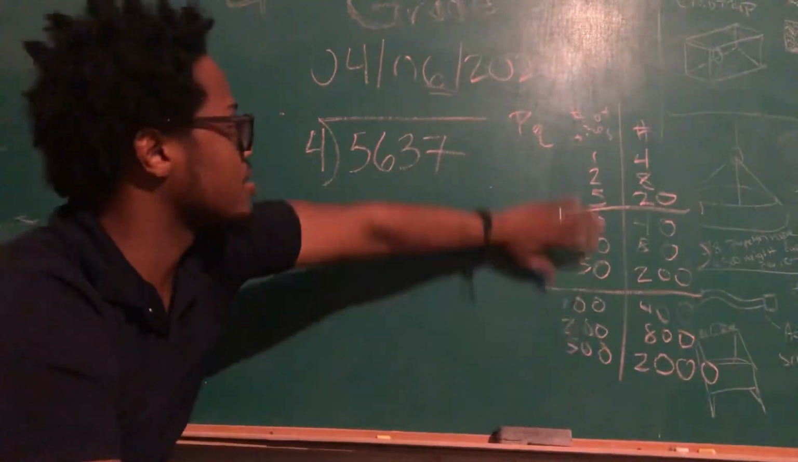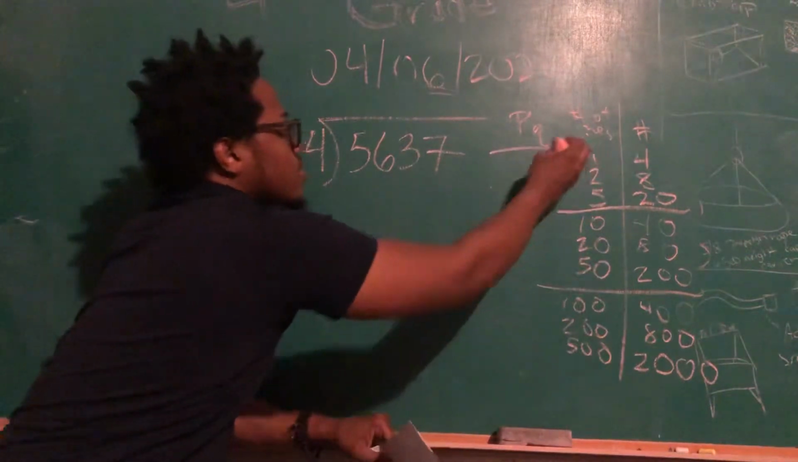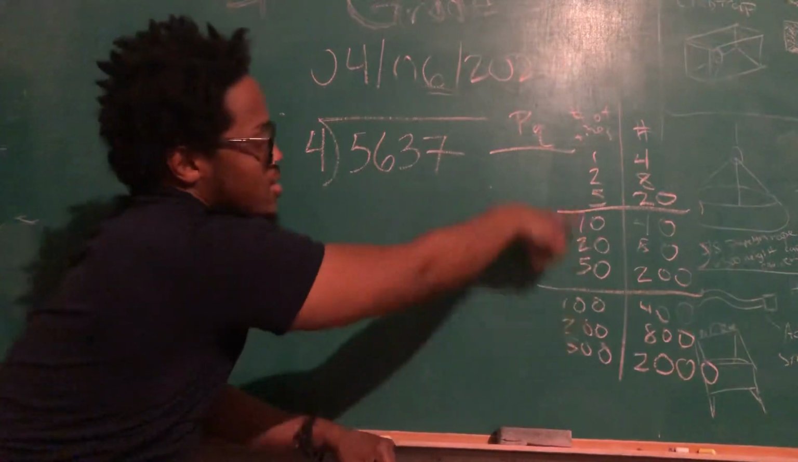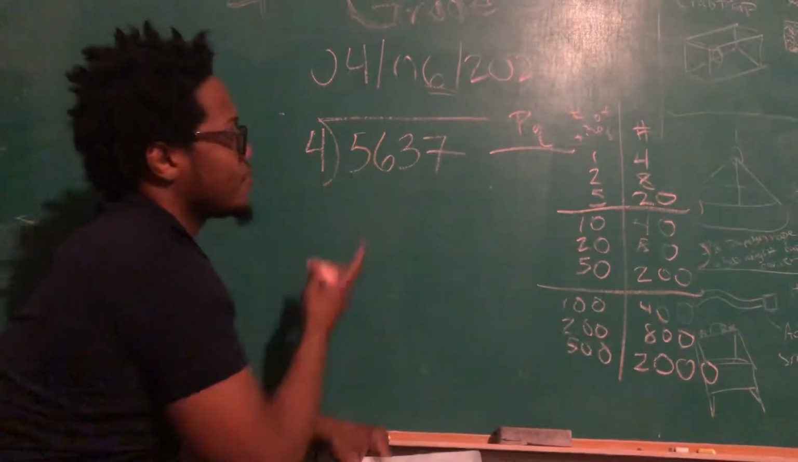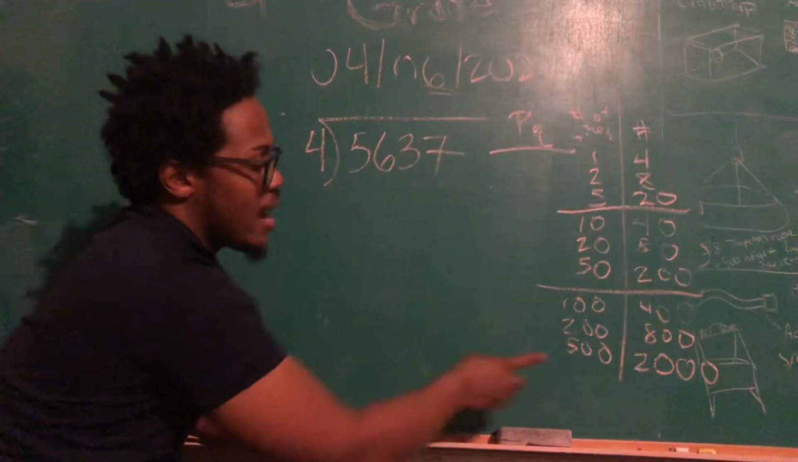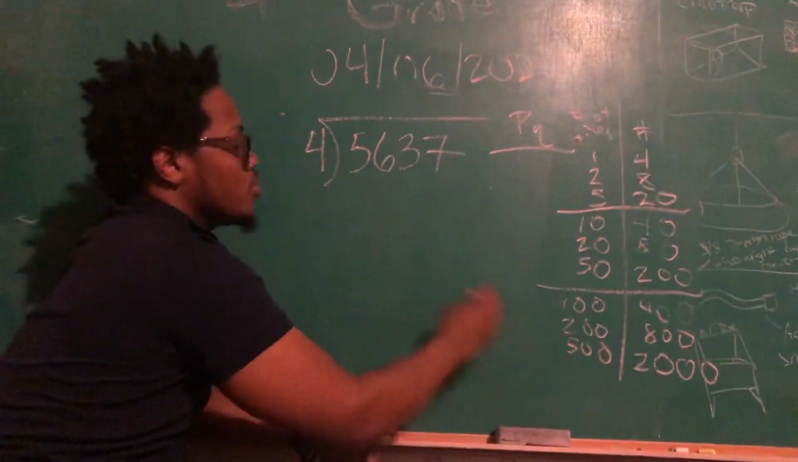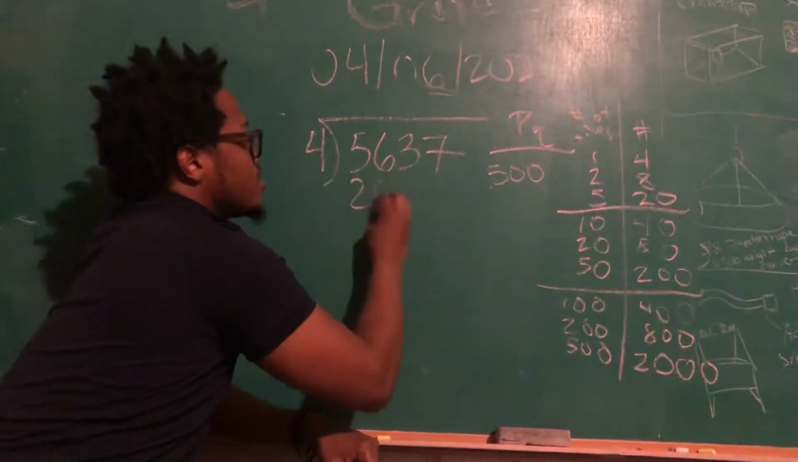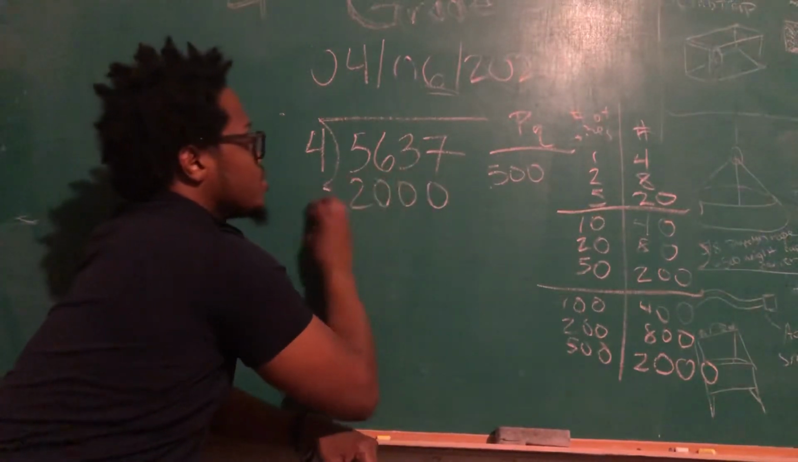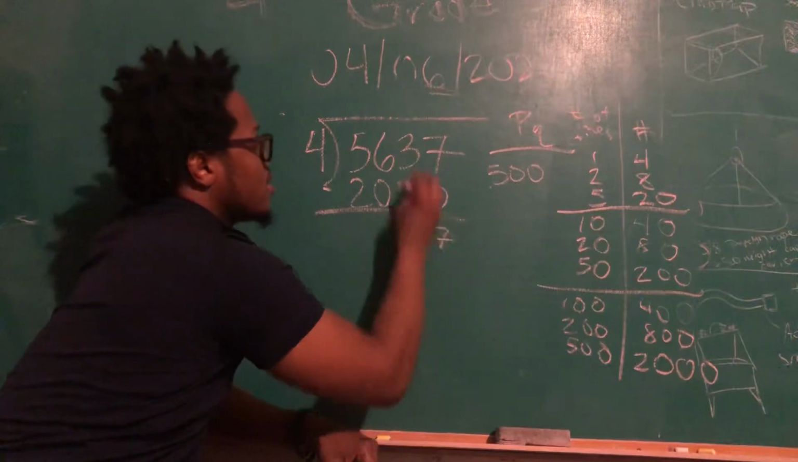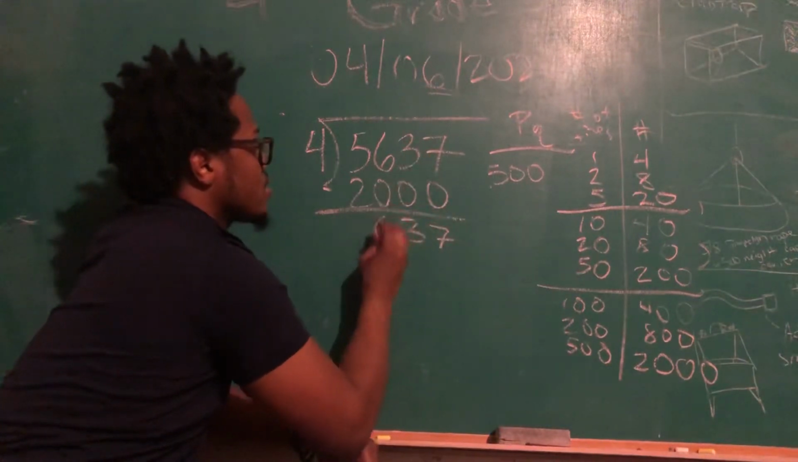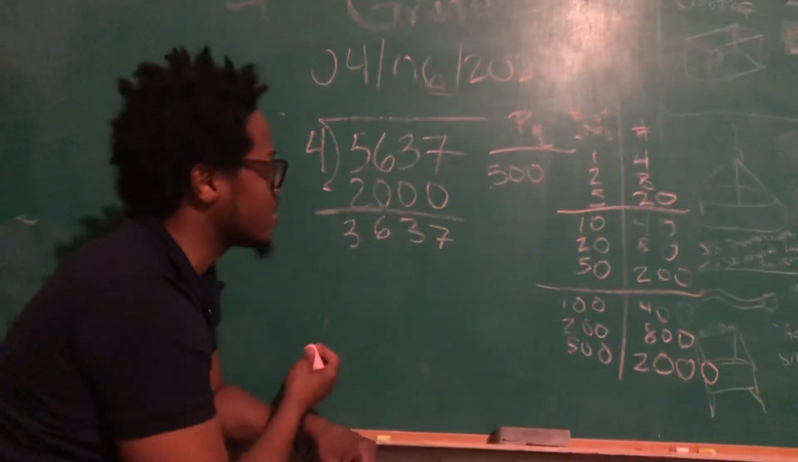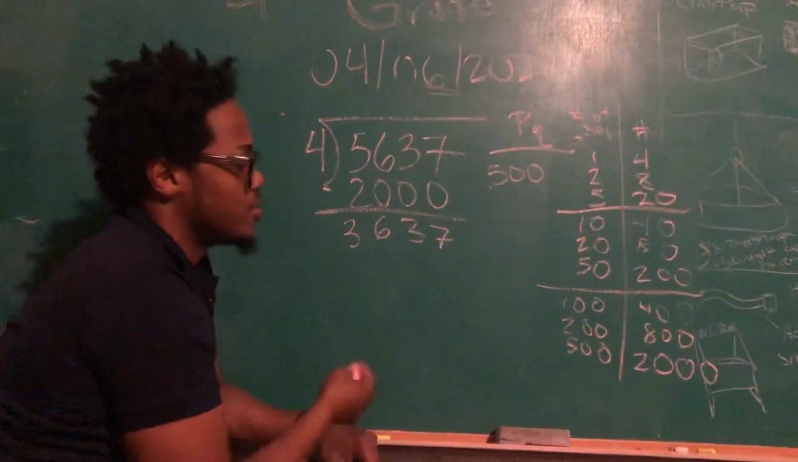So now we got this all set up. We got our PQ that's going to go right here. We're ready to do our math. 4 times what over here gets me as close to 5,000 as I can get without going over? Right there, 2,000. So we'll put 500 over here. We'll put the 2,000 right here. Subtract. I'll get 7, 3, 6, and that's going to be a 3 now. Okay, 3,637. Obviously, we'll have to do this again, right?